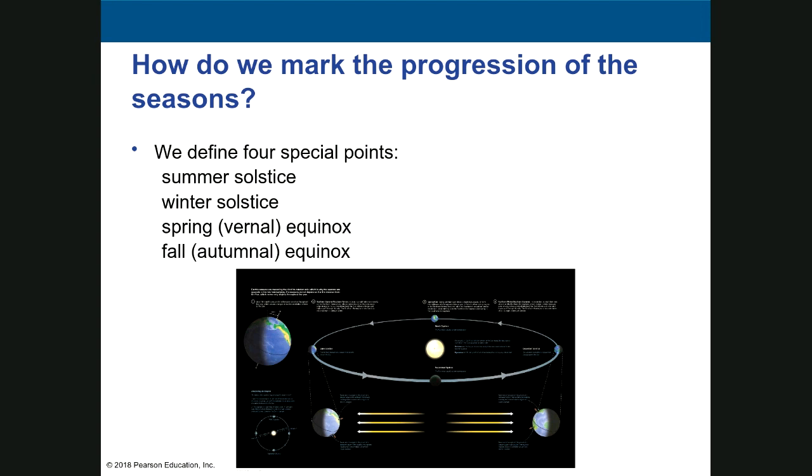So we define four special points. Our summer solstice, which is actually today, I think, or yesterday. It's either today or we're within a few days of it. It might have been the 21st. So we're right there as far as that goes. The winter solstice, of course, will be in December, and we have our spring and fall equinoxes, in which we get about an equal amount of sunlight. So those are four important positions to remember. If you're going to remember positions, those are what you want to remember.